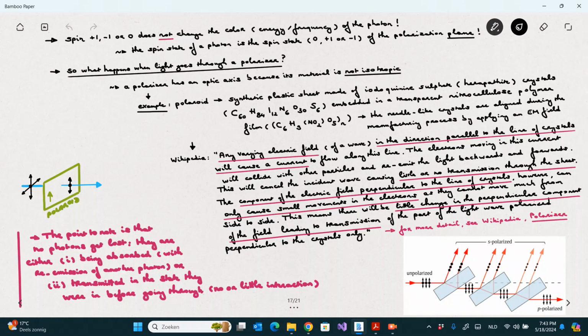Now, that spin state of a linearly polarized photon, and that's also where relativity theory comes in: in my reference frame, I will see spin. In another reference frame that is spinning around with the photon, the spin will be 0. So the spin +1, minus, or 0 states, they don't change the color. I should put this between brackets because color is associated with the visible spectrum, but they don't change the energy or the frequency of the photon. So that's what I write here again: the spin state of a photon is the spin state of the polarization plane.